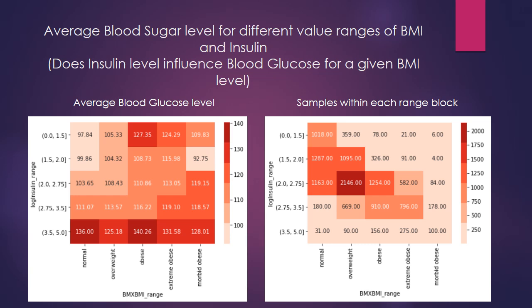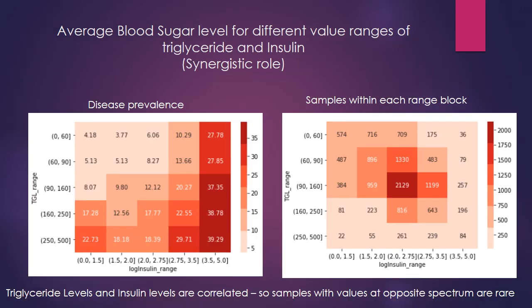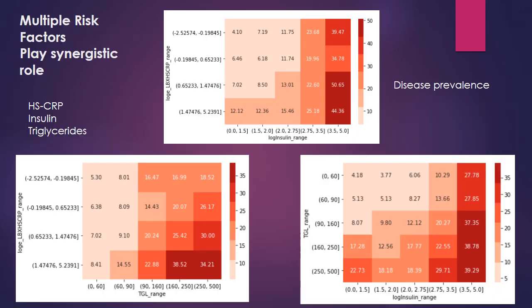This uses heat maps to explore whether insulin levels influence blood glucose levels when controlling for a specific BMI range from normal to morbidly obese. Average blood sugar level for different value ranges of triglyceride and insulin. This demonstrates that triglyceride and insulin levels are correlated, and it uses heat maps to show their synergistic role in influencing average blood glucose and disease prevalence.